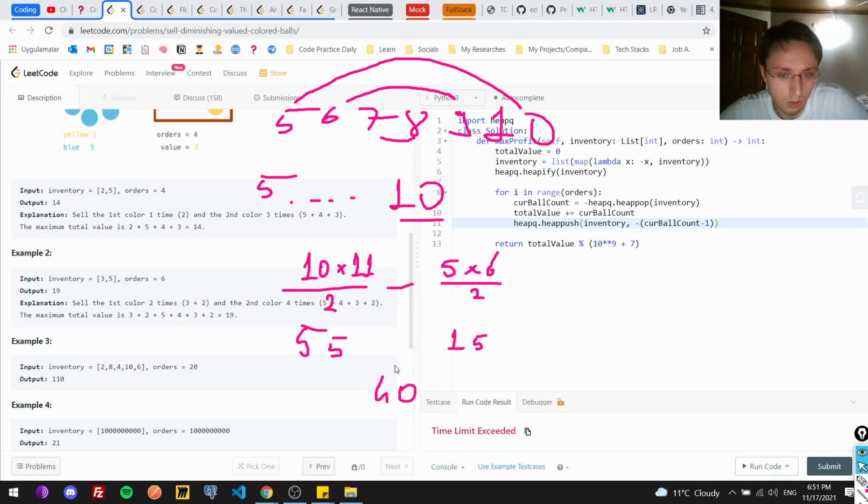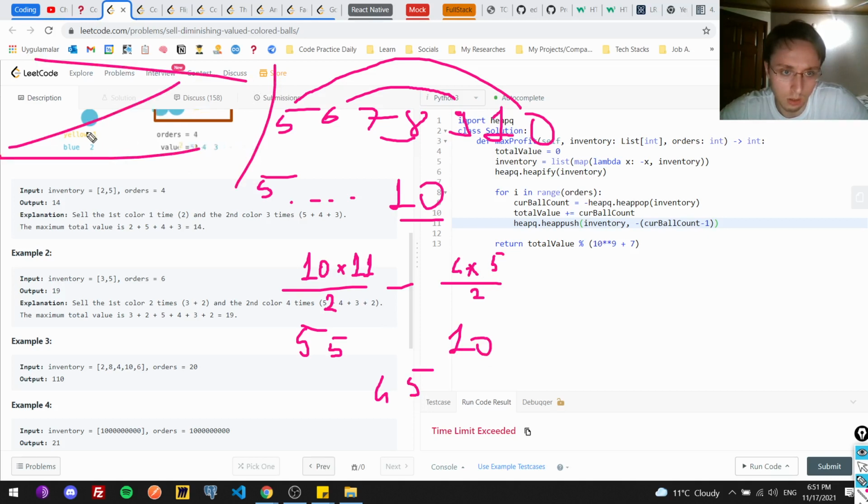Okay, so this should be 40, it's 15, 15, 15, 15 is 45. What is that? I add, yeah, it should be 5 times, actually it should be 4 times 5, should be 10, because I want this side, I want to remove this side.